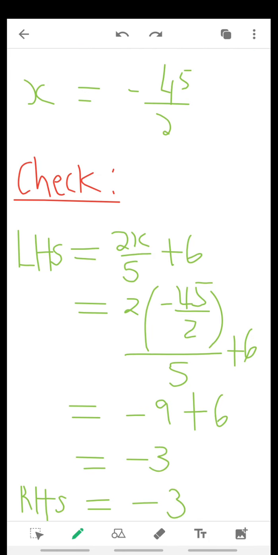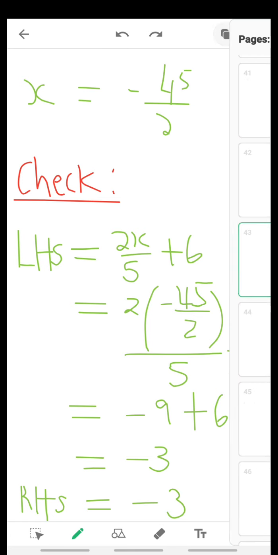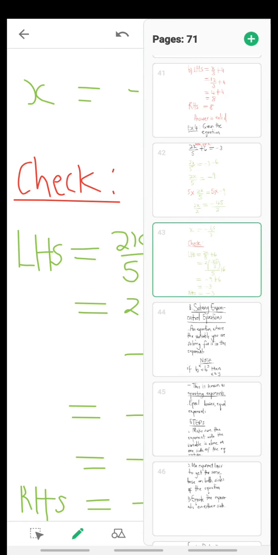Let's check if our answer is correct. On the left-hand side, this was the equation, 2x over 5 plus 6. So where there is x now, we're going to put our x value, which is minus 45 over 2. And then the answer that we got for the left-hand side was minus 3. But already the right-hand side was itself minus 3. Therefore, the left-hand side equals the right-hand side. And that means our answer is valid.